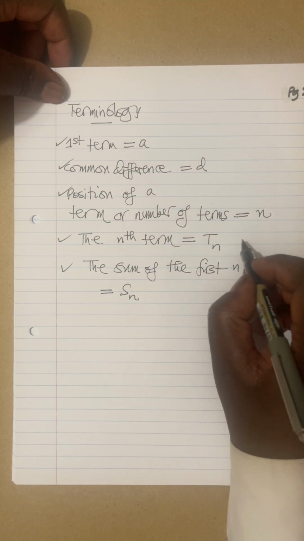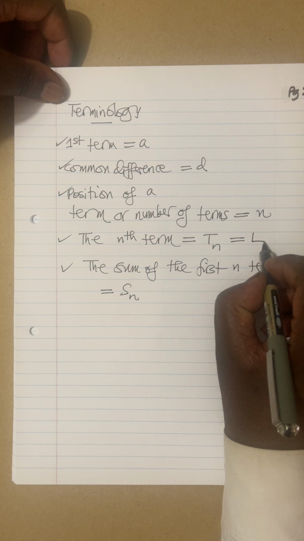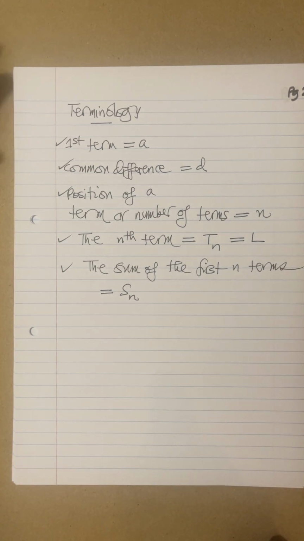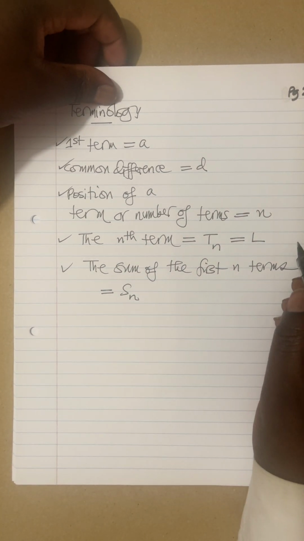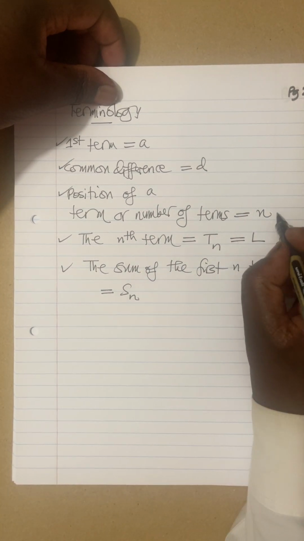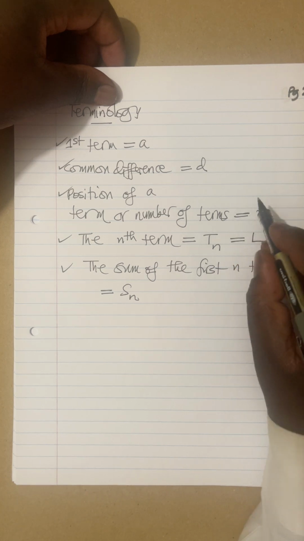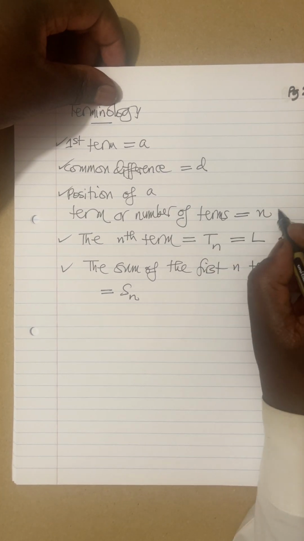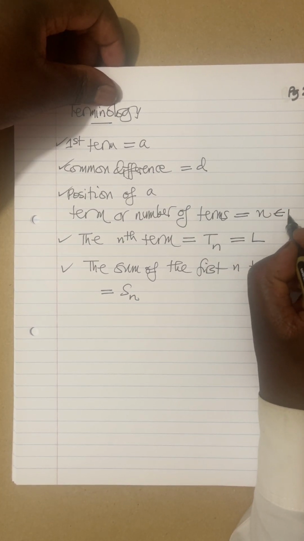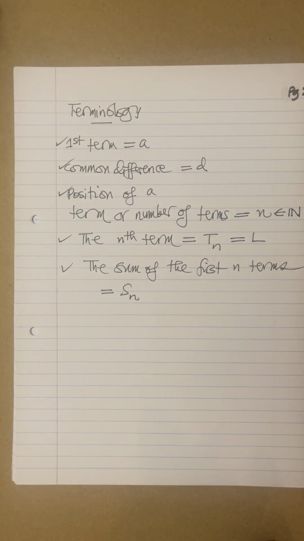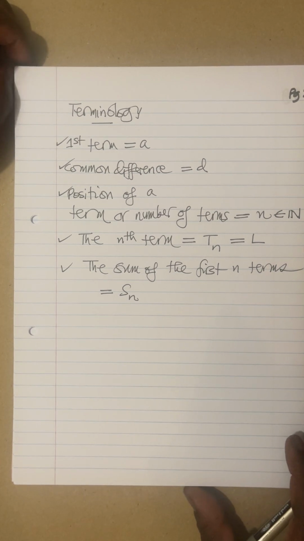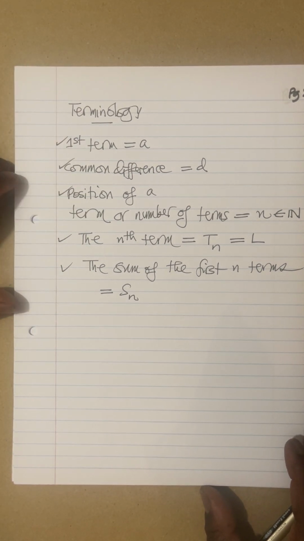Notice that the nth term is also sometimes known as the last term, capital L. So these are the symbols we use. Let's also make sure we understand that n, the number of terms or position of a term, must be a natural number, whereas the common difference and the first term can be any number. That's the terminology. These are the symbols we're going to be using.